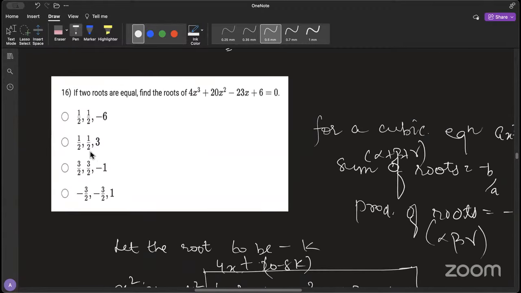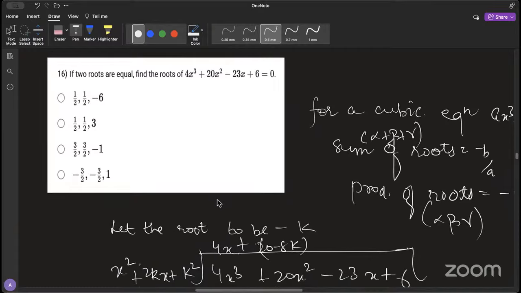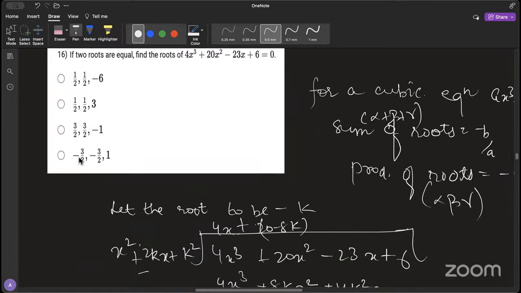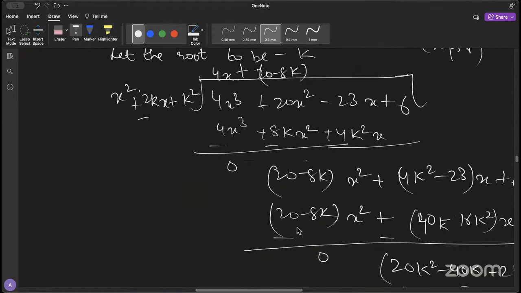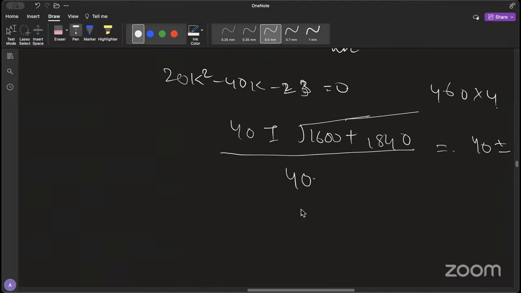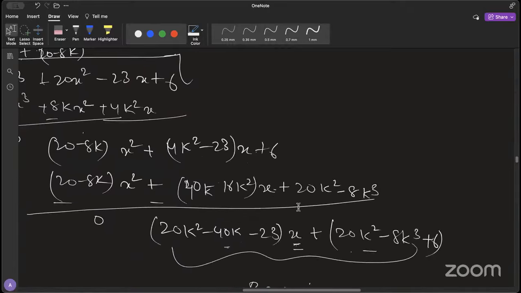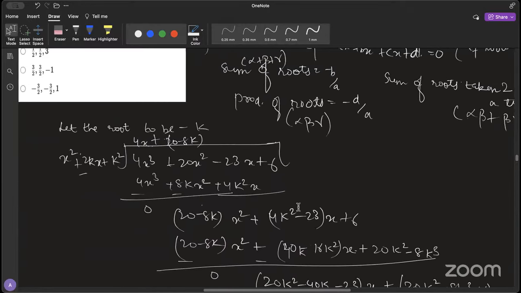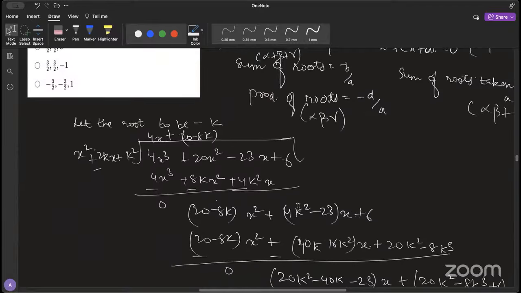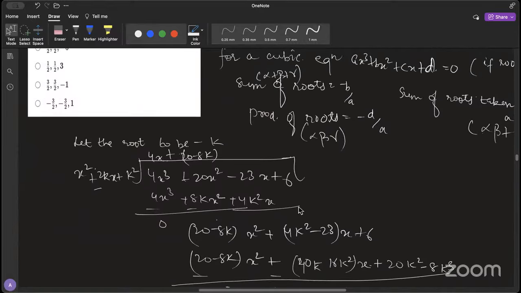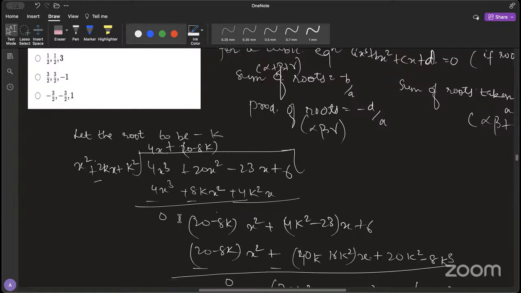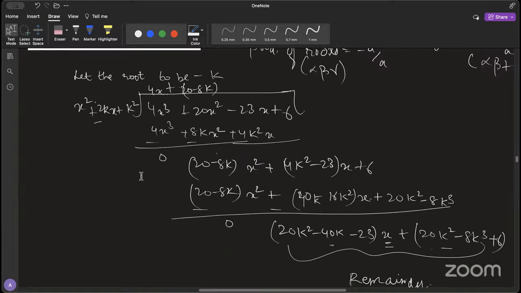We should be getting one of these values here, the negative of one of these values, since we have taken the root to be minus k. Have we made a mistake in the division process? Can someone spot a mistake anywhere?